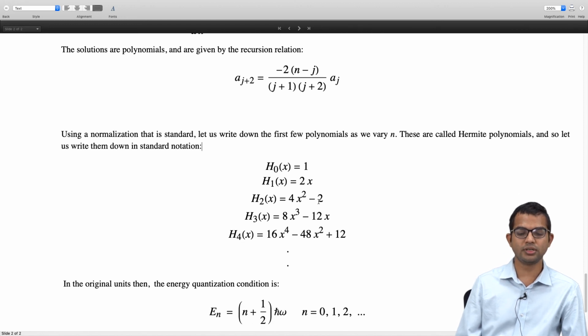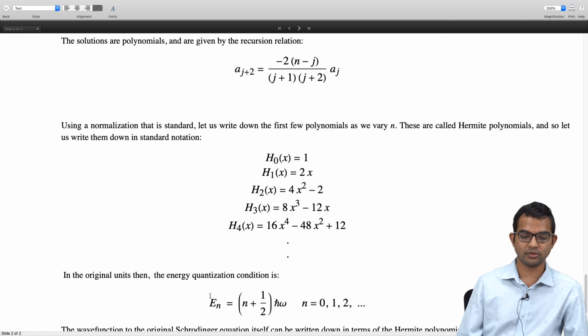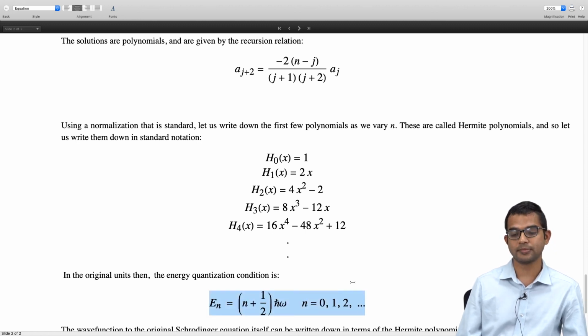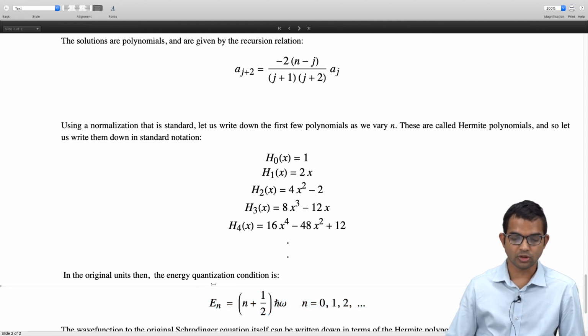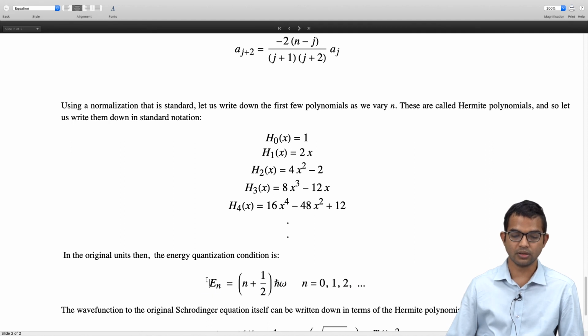So in the original units, the quantization condition, this is the form in which we have seen it. Most of us have seen this relation, En is equal to n plus half h cross omega, right? So we are told in more elementary courses that there is a quantization which happens for the harmonic oscillator, and this is the formula for it, and that n can take values 0, 1, 2, and so on. So the ground state energy is just half h cross omega, and so on.